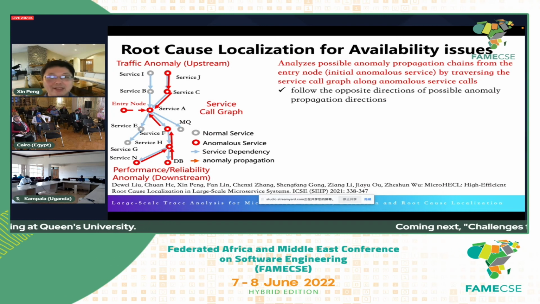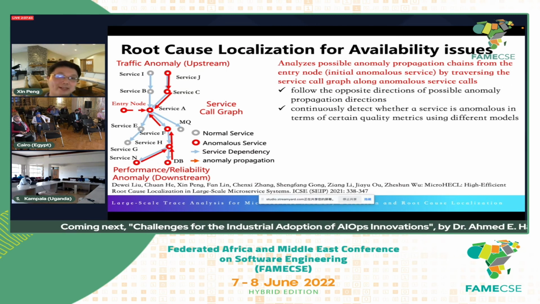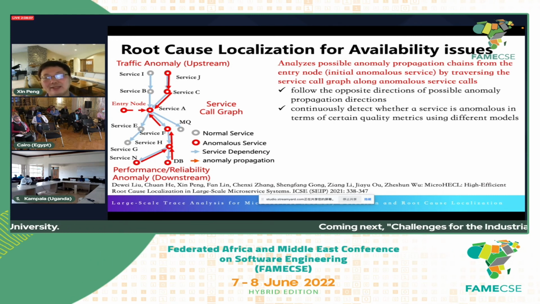Some key steps here. First, we will follow the opposite directions of possible anomaly propagation directions. Second, we will continuously detect whether a service is anomalous in terms of certain quality metrics using different models. We also use some machine learning models here. For example, we will monitor the service fail rate and also the service response time of a service. Then we will train some machine learning model to detect whether the service is anomalous.